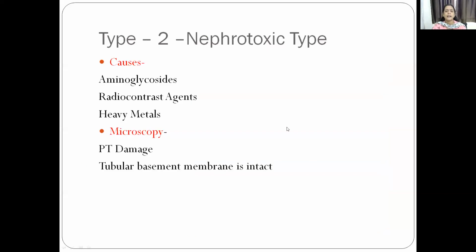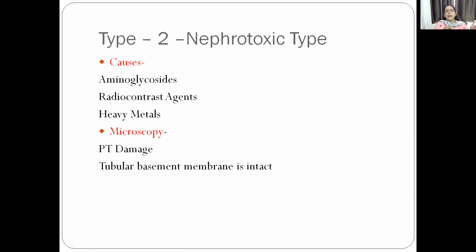Now, coming to the second type, the nephrotoxic type, the causes are aminoglycosides, radiocontrast agents, and heavy metals. What is happening? The proximal tubule is the one usually getting damaged. The tubular basement membrane is intact. See, here the difference lies.